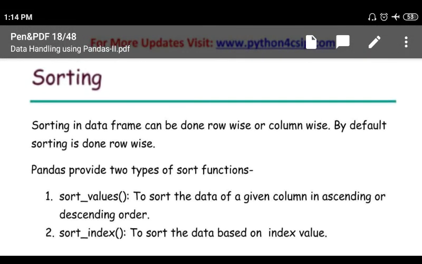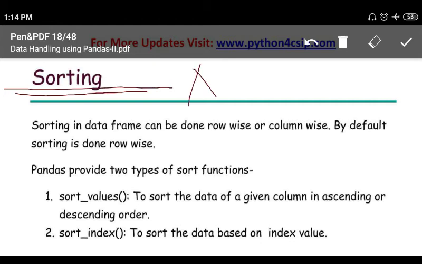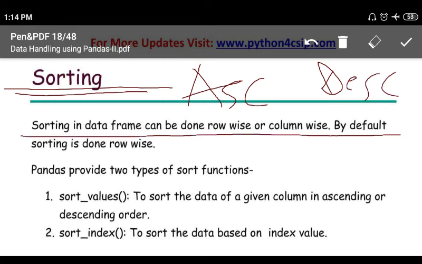Next topic is sorting. How to do sorting? Sorting means arranging the data in either ascending order or descending order. So sorting the data frame can be done row wise or column wise. By default, sorting is done row wise. If you do not specify the axis, sorting will be done on the basis of row.